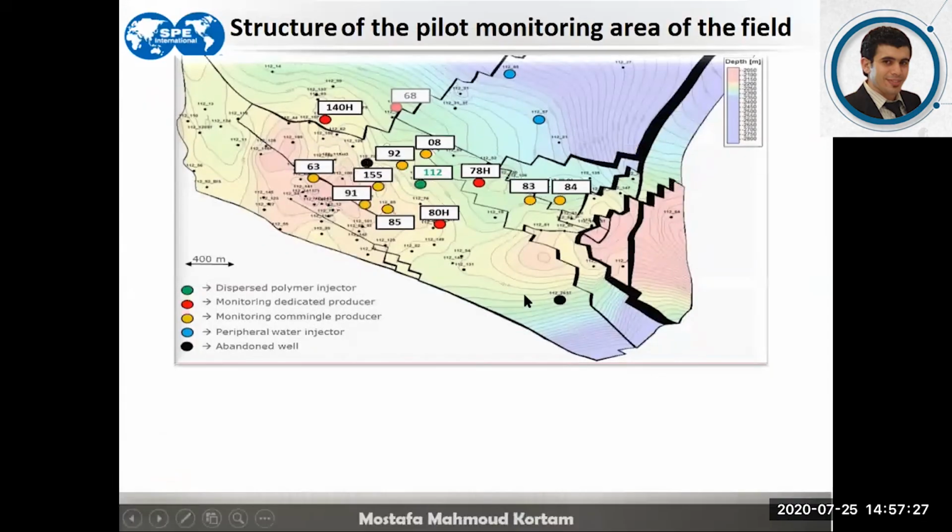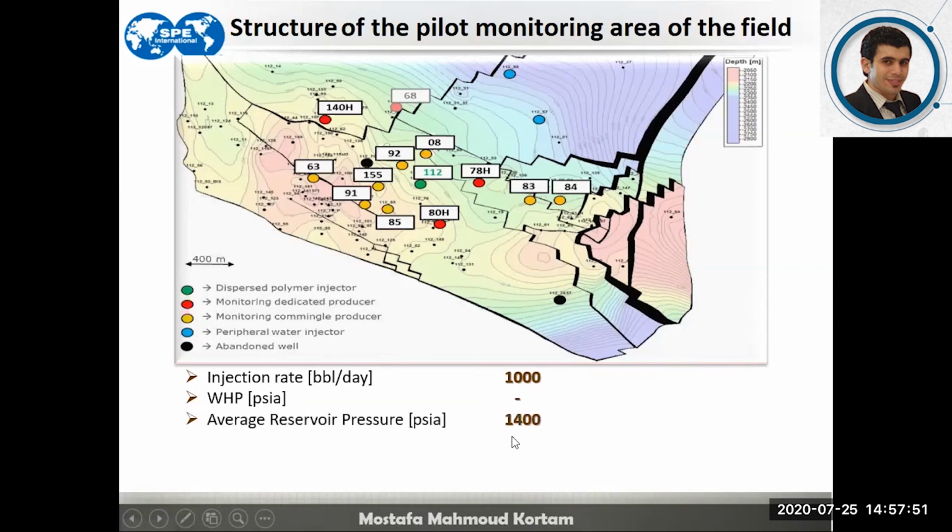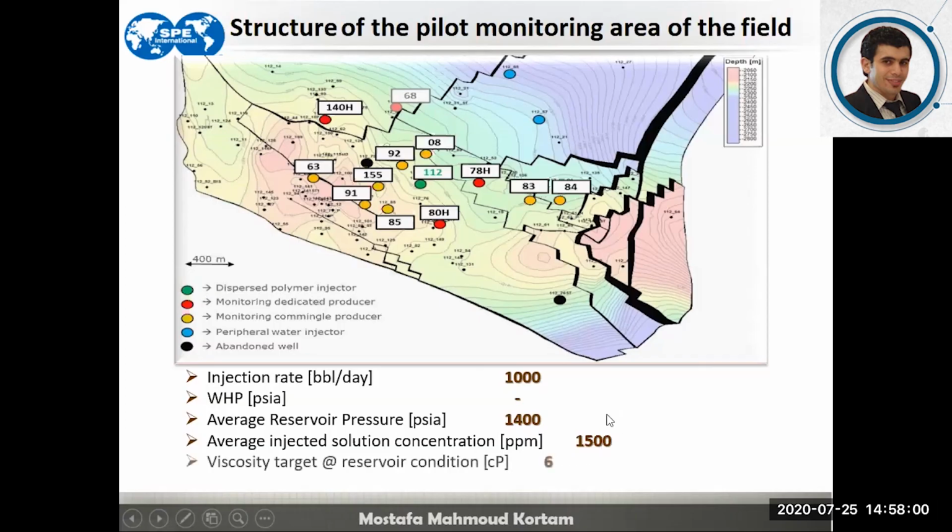So here is a structure map showing where the peripheral injection wells are placed, and the producer wells surrounding the dispersed polymer injection well. The injection rate is just 1,000 barrels per day. The wellhead pressure is 0. And that was a good point, where we are injecting below the fracture pressure. The average reservoir pressure is 1400 psi. The average injected solution concentration is 1500 ppm.